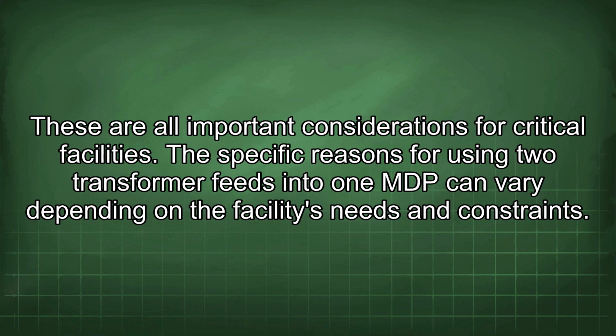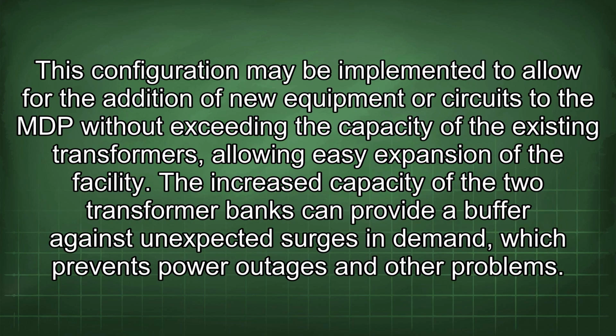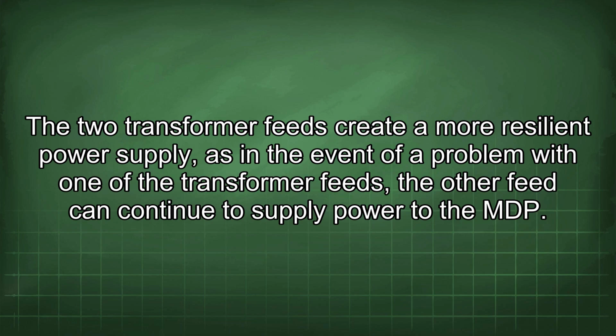The specific reasons for using two transformer feeds into one MDP can vary depending on the facility's needs and constraints. This configuration may be implemented to allow for the addition of new equipment or circuits to the MDP without exceeding the capacity of the existing transformers, allowing easy expansion of the facility. The increased capacity of the two transformer banks can provide a buffer against unexpected surges in demand, which prevents power outages and other problems. The two transformer feeds create a more resilient power supply, as in the event of a problem with one of the transformer feeds, the other feed can continue to supply power to the MDP.